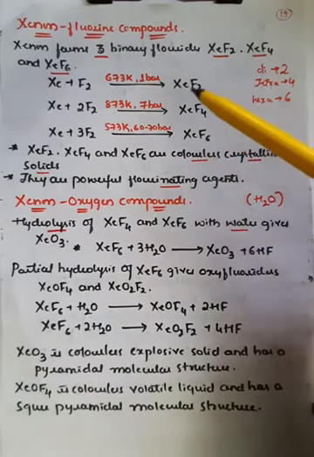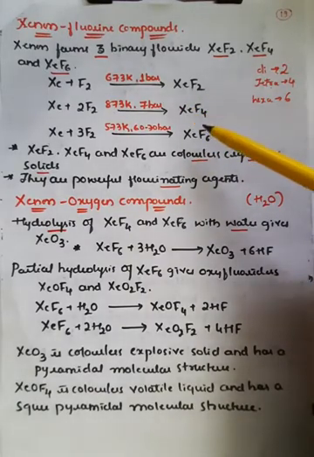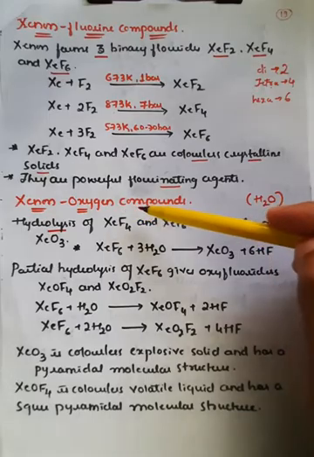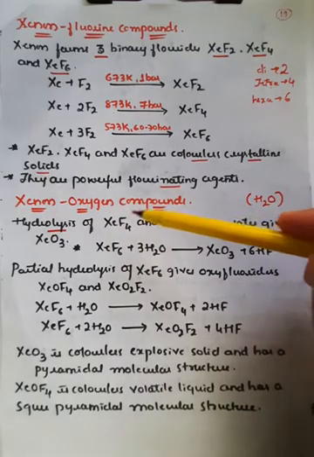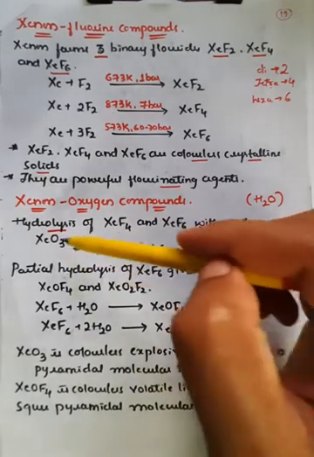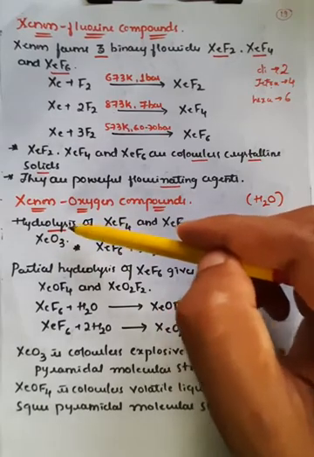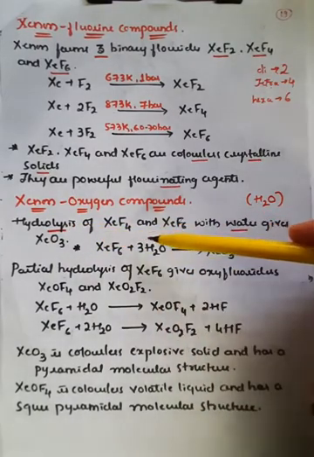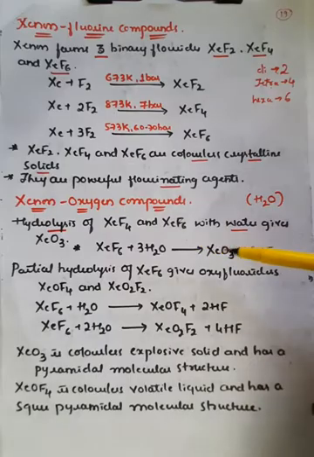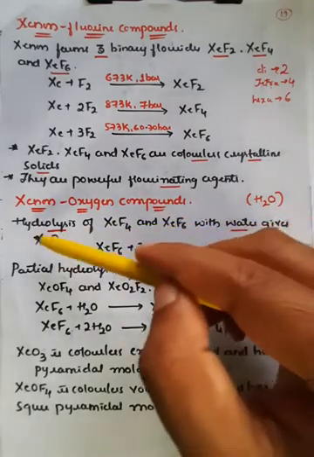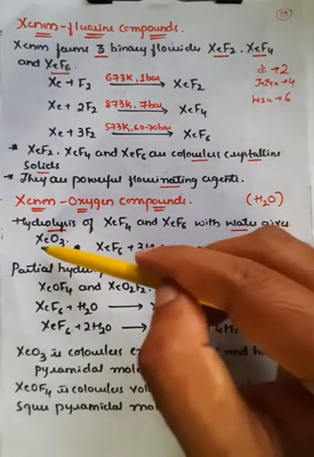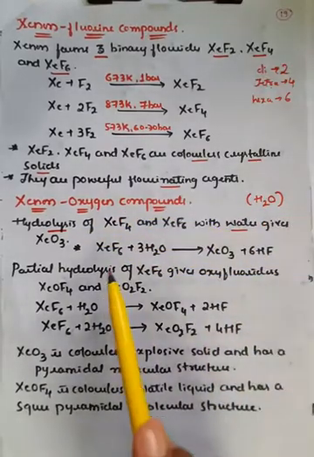So further, you can use the same xenon fluorides for the preparation of xenon oxo compounds, or xenon oxygen compounds, just by the addition of water, and this process is generally called hydrolysis. The hydrolysis of xenon tetrafluoride or xenon hexafluoride with water gives xenon trioxide. Here if you observe, that is XeO3. Right? So here it is very simple.